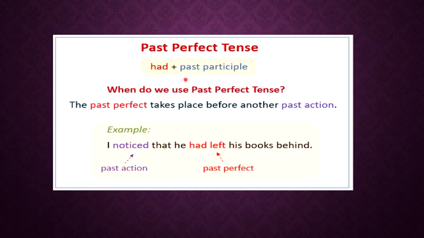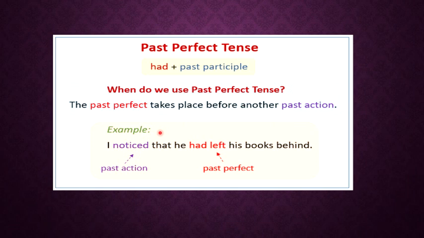So dear children, past perfect tense takes place before another past action. Just like in the previous example, there were two actions going on. So the action that happens first comes in past perfect tense. That is why it is said that it takes place before another past action.